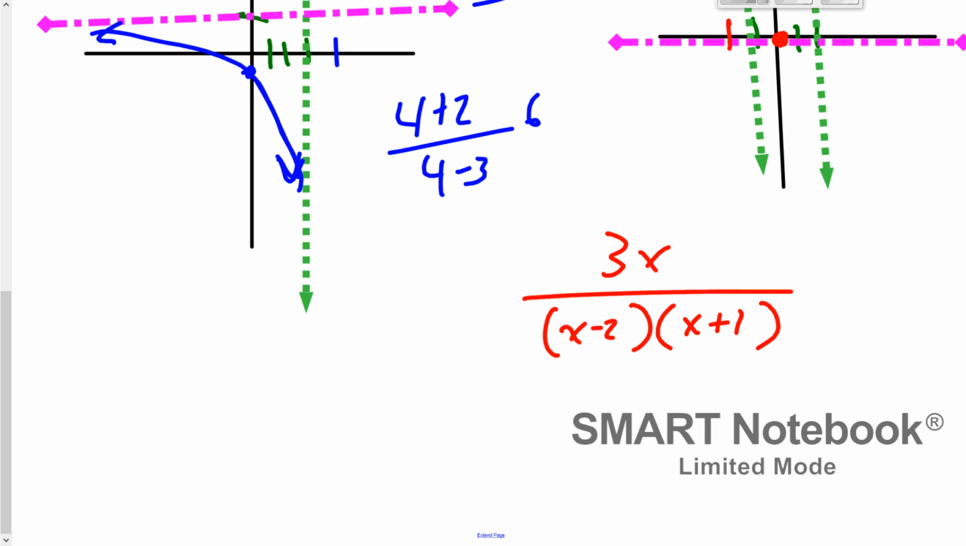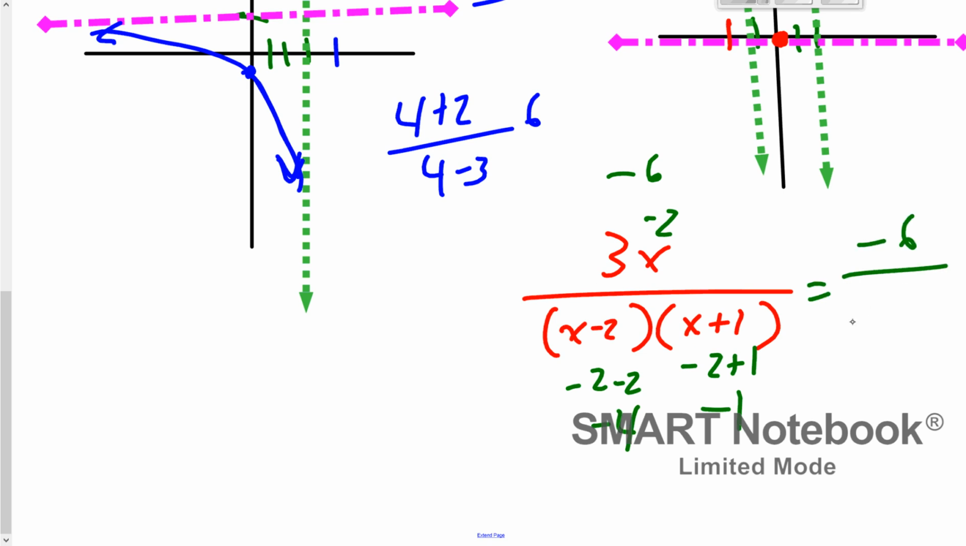Okay, so I'm going to go ahead and plug in negative 2. So negative 2 minus 2, that is negative 4. And negative 2 plus 1, that is negative 1. And negative 2 times 3 is negative 6. So I have negative 6 over negative 4 times negative 1. So I get 6 over negative 4. So that's negative 1 point something. So there's negative 1 point something, a little more, right? So somewhere right there. That's terrible to the left and down to the right.